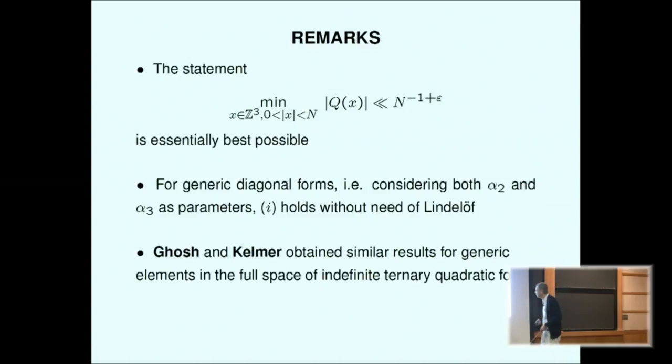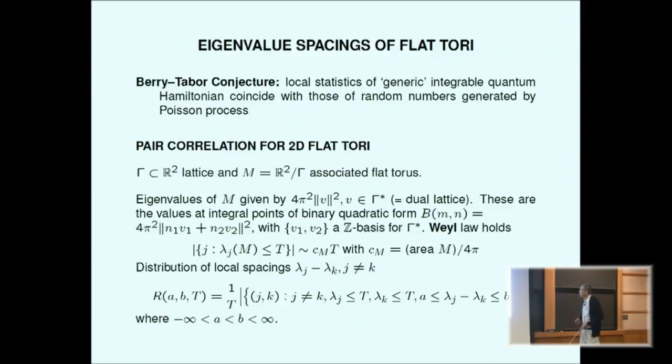So there are some recent papers of Gauche and Kellner who prove such results using different techniques. They are very recent, they came after that actually. They are results for generic elements in the full space of indefinite ternary quadratic forms. So we are not talking just about diagonal ones. Diagonal has fewer parameters, of course. If you are in the full space, then you get a 5-parameter family or something like that. So you're better off. But that's not optimal.